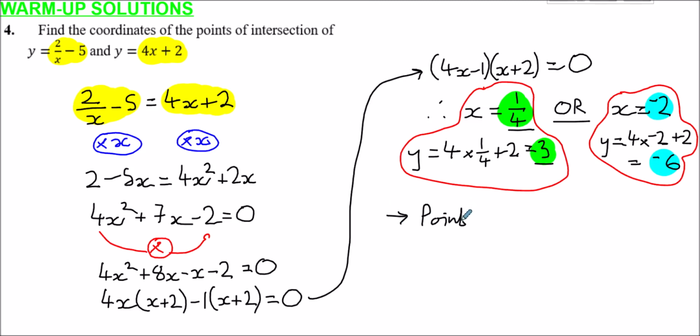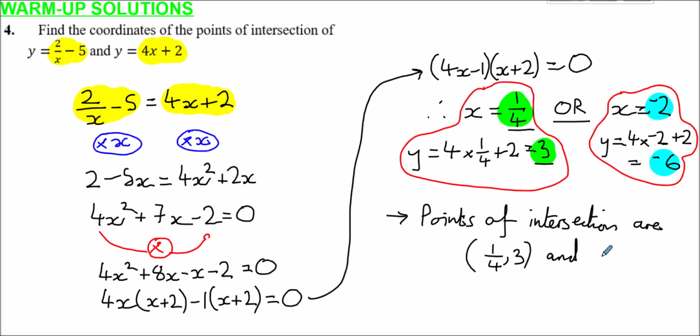The points of intersection are, well, the first one is a quarter and 3, and the second one is -2 and -6. And that concludes our glorious warm-up.